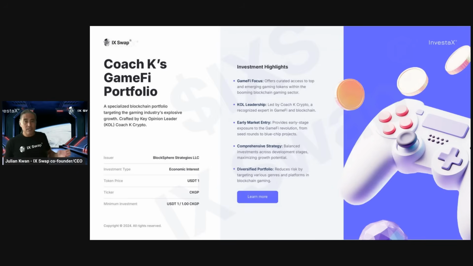So here is a tokenized vehicle that everyone can access. It's already up like 35% this year, and there's trade. This is one of the most exciting things that we've ever done, and this is the whole VC 2.0, right? And this is available now live, and we're doing a bunch more coming.